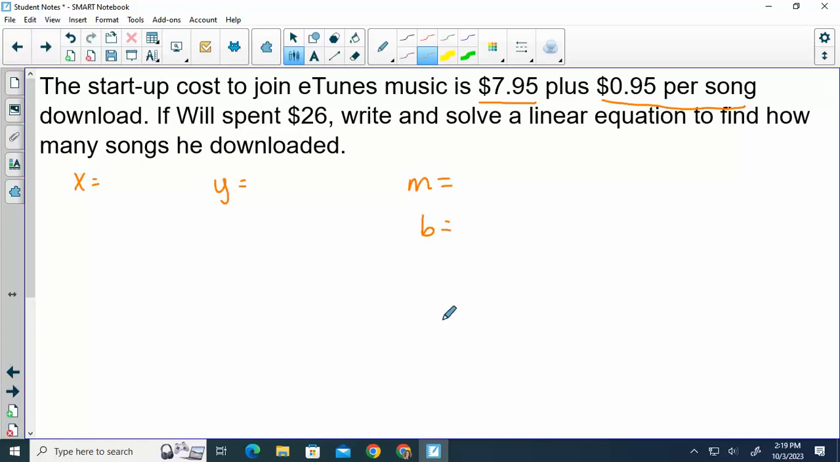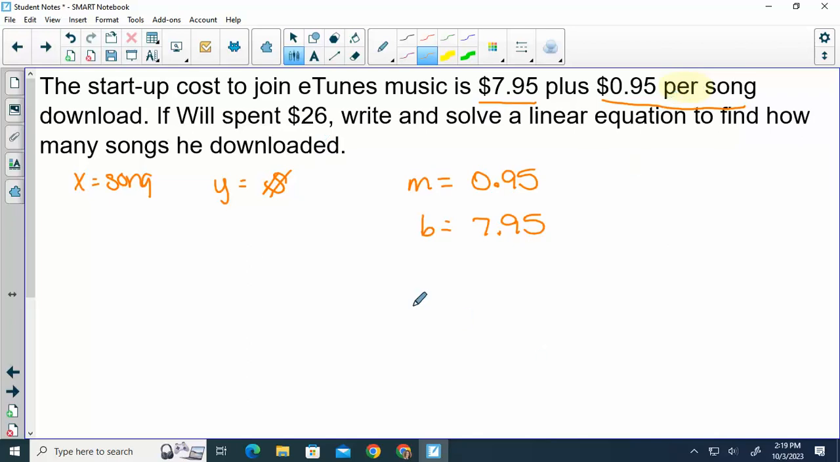So the slope, that's the easiest thing to pick out in the problem, because what does it always have with it? Per. So when I see the per, that's my slope. So my slope is 95 cents, 0.95. Okay, so that means my y-intercept, the one-time thing, was 7.95. Okay, what were the units on my y-intercept? Dollars. So my y is my dollars. So that means my x was the songs. Okay, you guys okay with all of that?